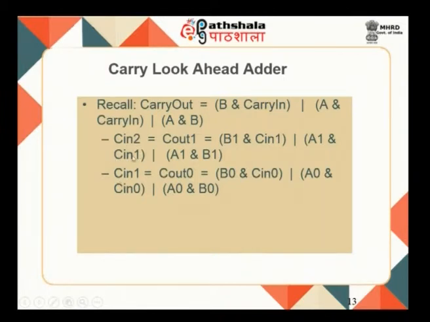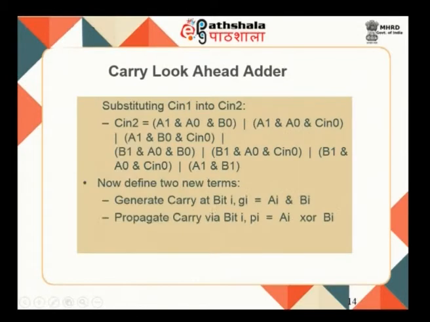So, if you look at this expression where C in 2 is represented as this expression, you have a C in 1 here, but C in 1 is nothing but C out 0. So, if you just substitute that in this equation, you have an expression which does not involve your C in 1 at all. You find that everywhere it is just C in 0. C in 0 is nothing but the input carry bit that you passed on.